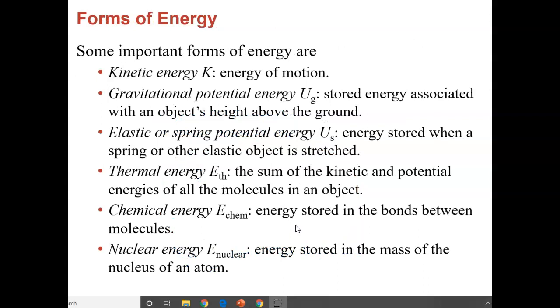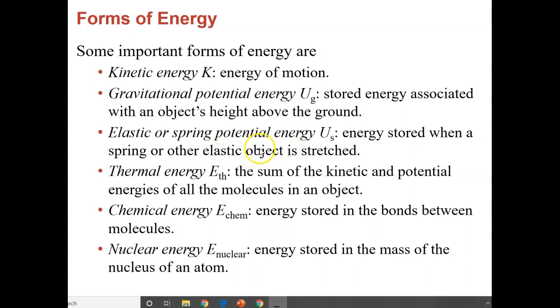Some important energies, and we're going to talk about these in different stages this year. So we have kinetic energy, which is energy of motion. The more you move, the more kinetic energy you have. Gravitational potential energy is stored energy associated with the height above the ground. So the higher you go, the more potential you have to go back down to the ground.